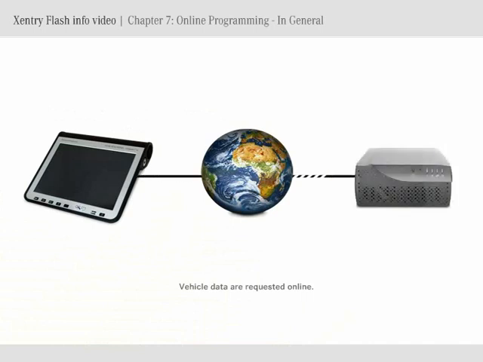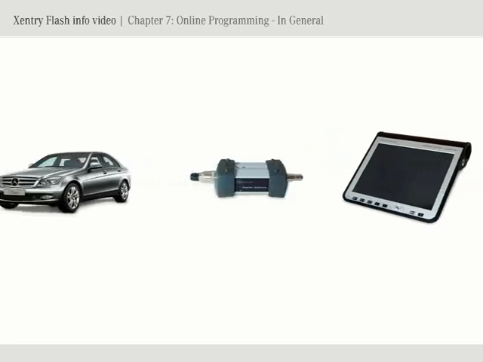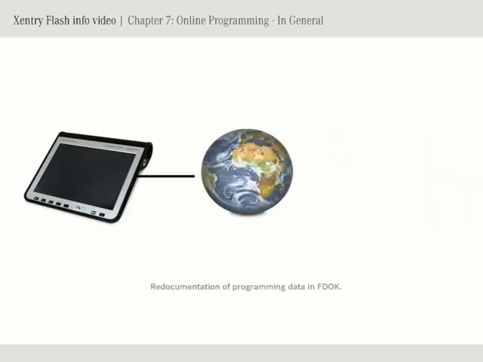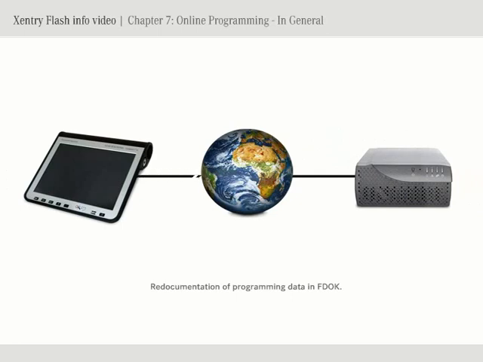The communication of the latest vehicle data is followed by a check to determine whether the control unit is programmable. If this is the case, the programming of the control unit from the hard disk follows. For documentation purposes, information on the control unit software is redocumented in FDoc.